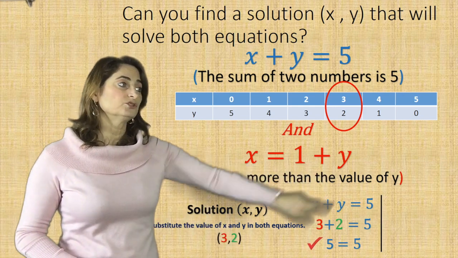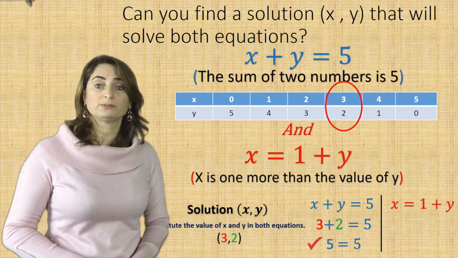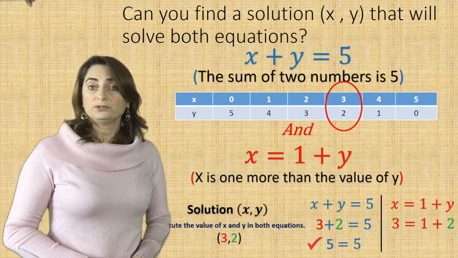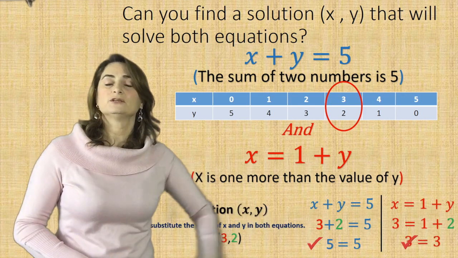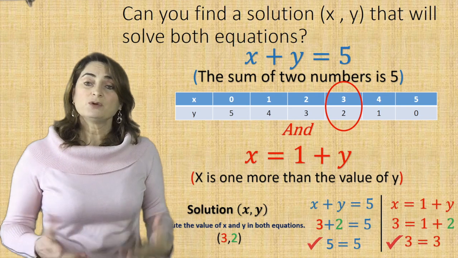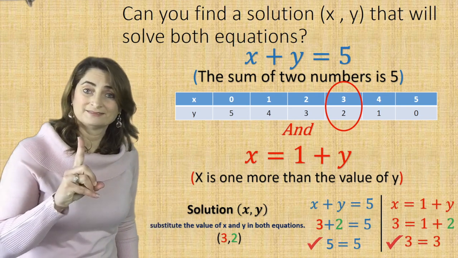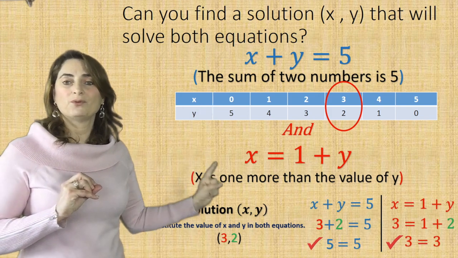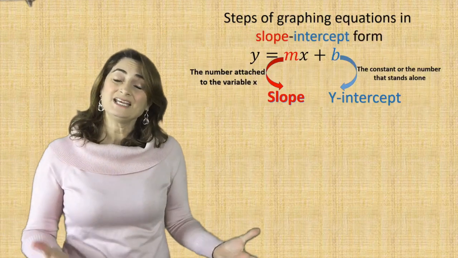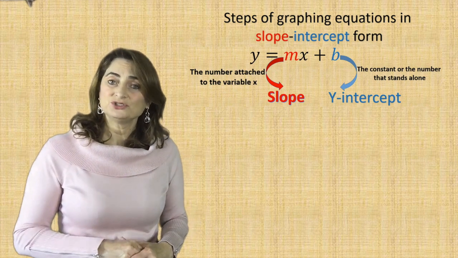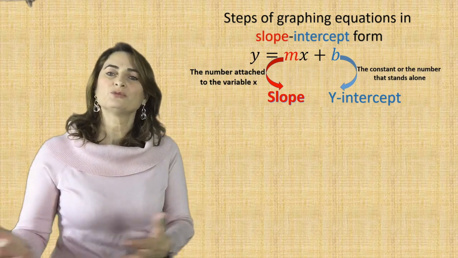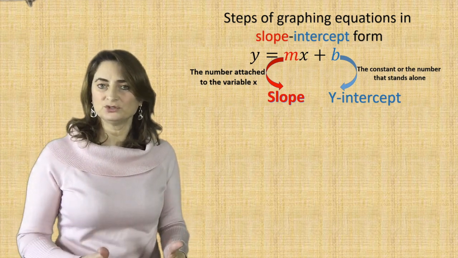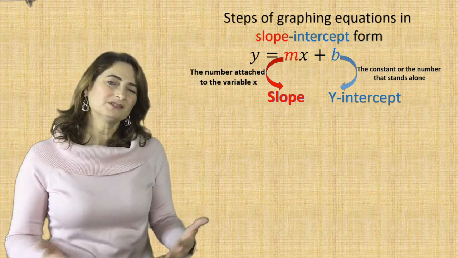Now let's check the solution with the second equation. x equals 1 plus y. Substitute x with 3 and y with 2. Does 1 plus 2 equal 3? Yes, 3 equals 3. It's balanced. That's why there's only one solution, which is x is 3, y is 2, that solves both equations. Making a table to find the solution of a system is a long process. So today, we're going to learn how to find that solution by graphing because it's much easier.